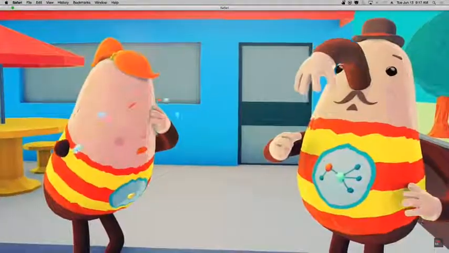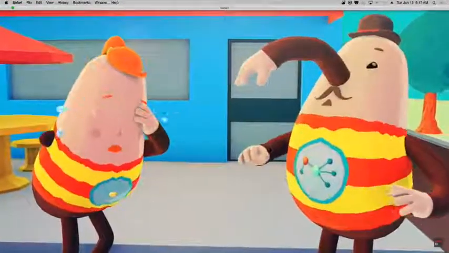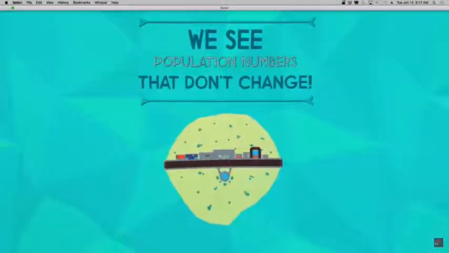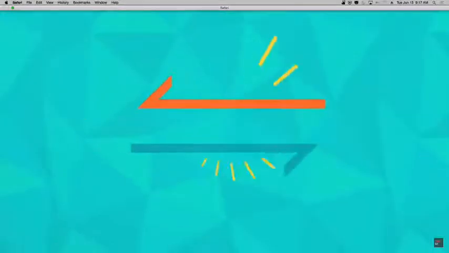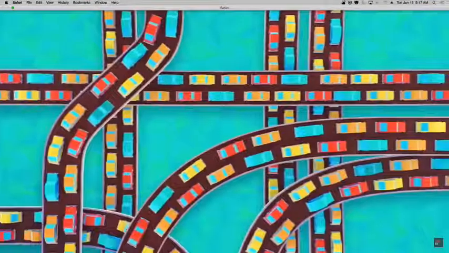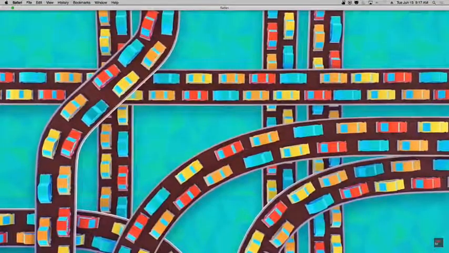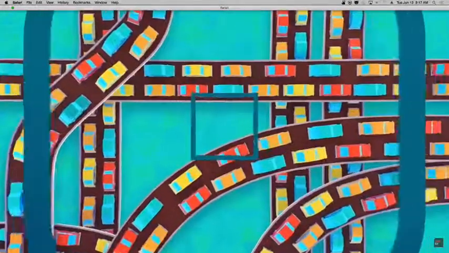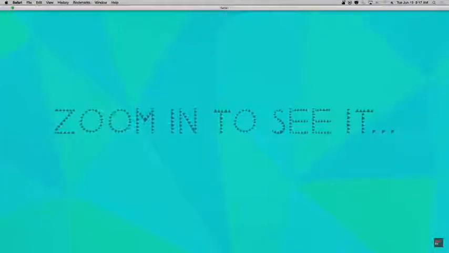Even though each of these limb transfers is a pretty dramatic event for the people involved, if we zoom out, we see population numbers that don't change. We call this equilibrium, and it doesn't just happen with chemical reactions. Things like gene pools and highway traffic show the same pattern. It looks pretty still from 30,000 feet, but there is lots of crazy stuff happening on the ground. You just need to zoom in to see it.